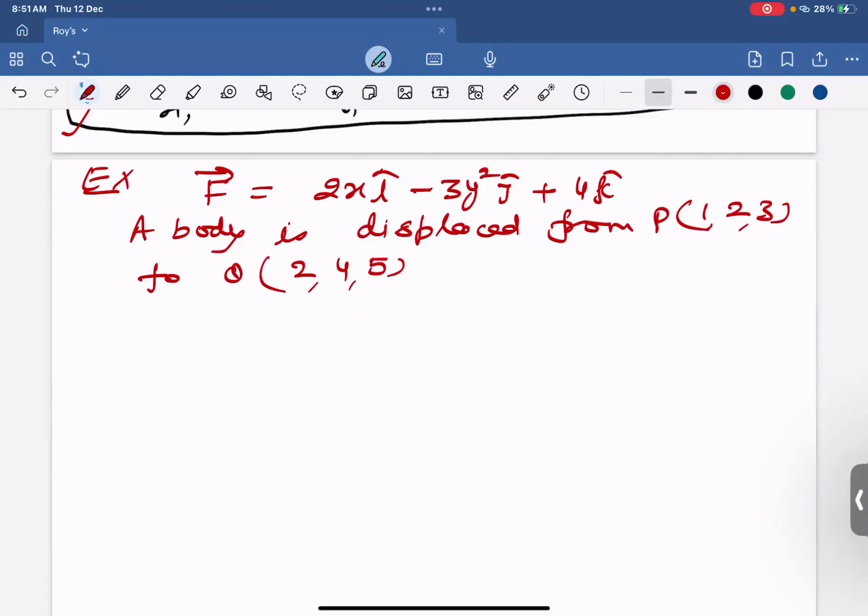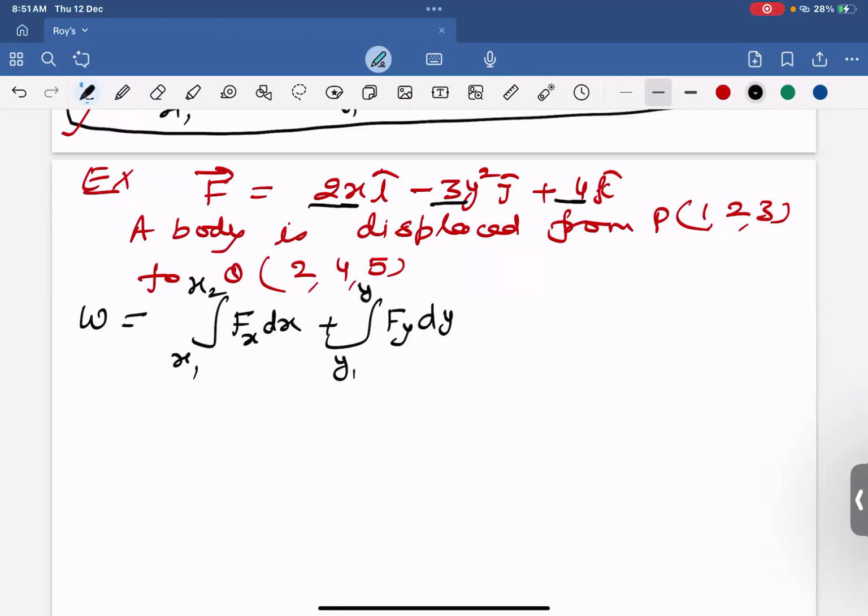So what you should do, first you should understand what is the component of the force. You can see that this is Fx component, this is Fy component, and this is Fz component. So we use our formula, that is integration of Fx dx from x1 to x2 plus integration of Fy dy from y1 to y2 and Fz dz from z1 to z2.